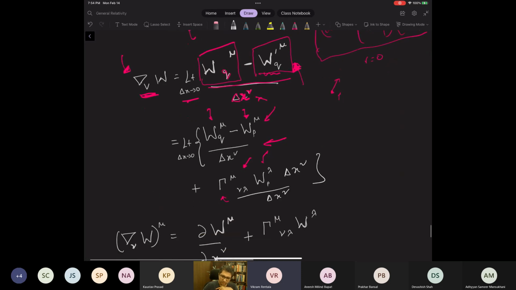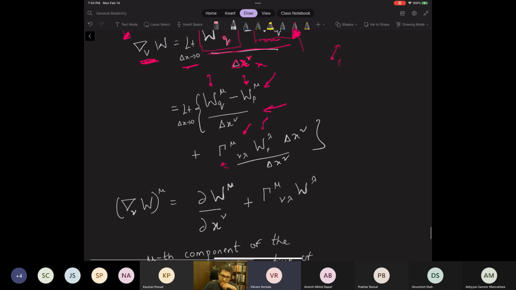Now this whole thing I want to evaluate in the limit that delta x goes to 0. In that limit, the first quantity that I've written here is nothing but partial W mu partial x nu. It's the change in the muth component in some coordinate basis, the derivative of the muth component of W with respect to the x nu coordinate. And then what I have here is very simple: it's just gamma mu nu lambda W lambda.